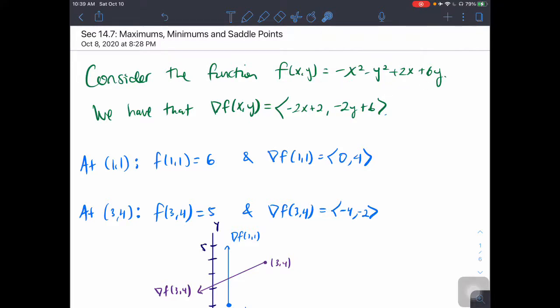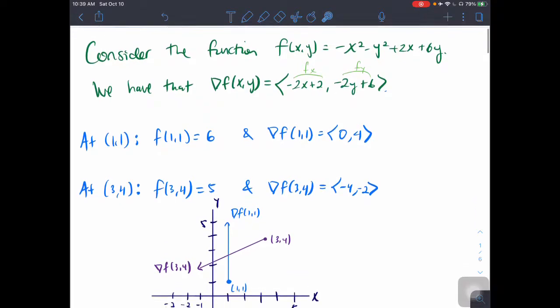And remember that to find the gradient, you take the partial with respect to x and then the partial with respect to y, since this is only a function of two variables. And so that's how we get these expressions here using the partials. And so what we want to do is let's plug in particular points and let's just kind of see what's going on with this function.